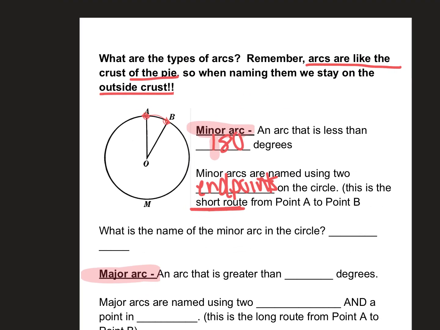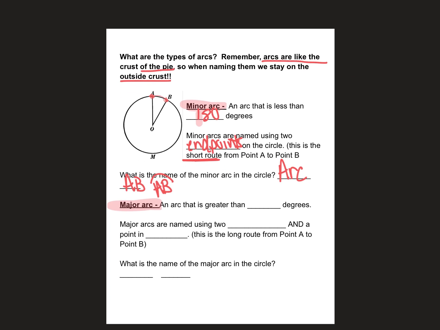Okay, what is the name of the minor arc in the circle? Well, it's an arc, so we're going to put the word arc, and it's going to be arc AB. Sometimes if you see it in a textbook, it might be an arc with a little arc over the top of it, an arc hat, if you will, like we like to call them.